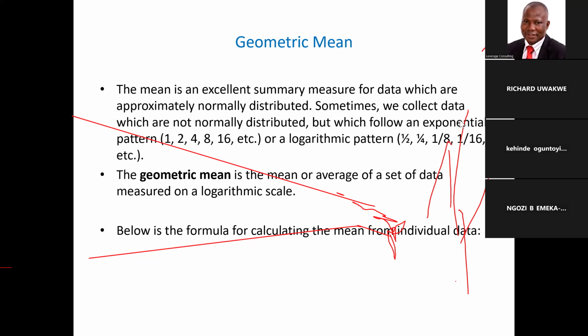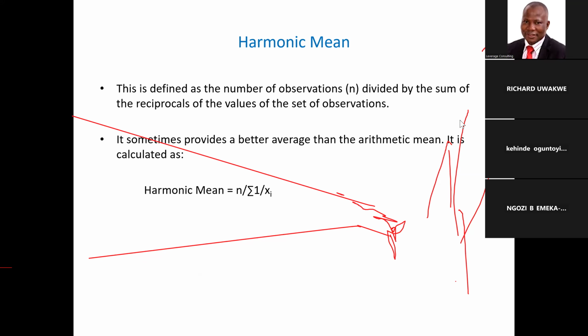So, for example, if you are dealing with reciprocal, that is 1 over something, that kind of thing does not follow normal distribution. It follows logarithm distribution. So geometric mean is an average of a set of data measured on a logarithmic scale. That is, you calculate the average of something you measure on logarithmic scale, not on normal scale. So the formula, let's leave that one.